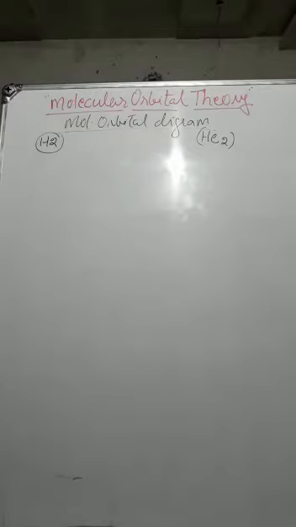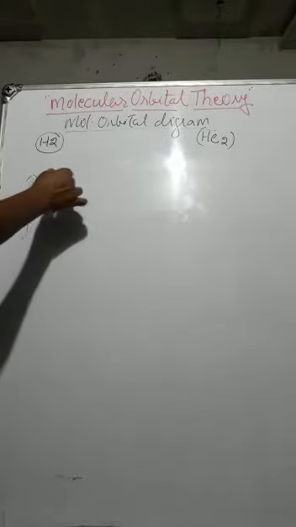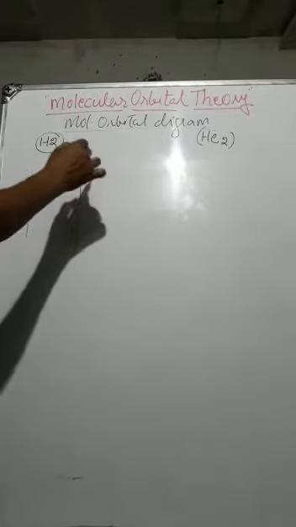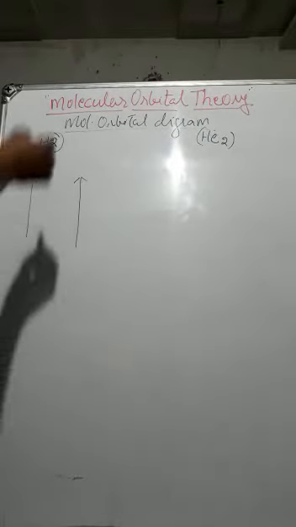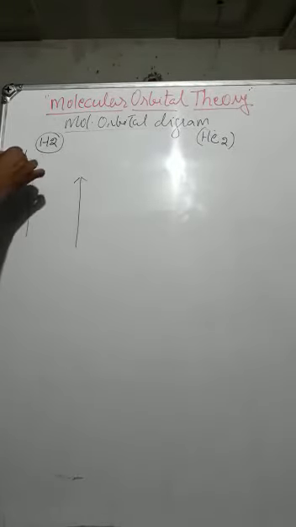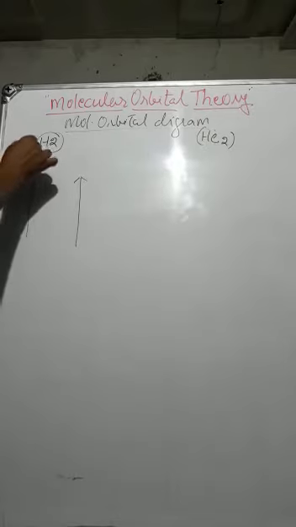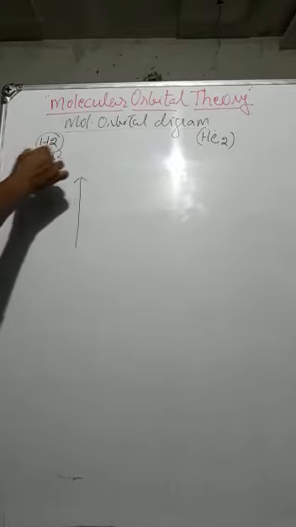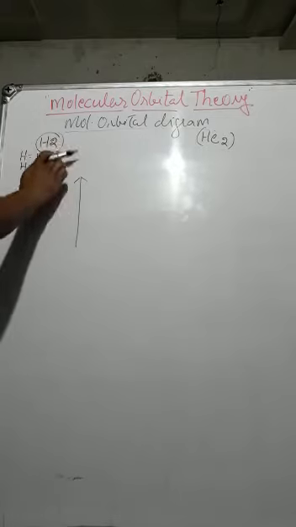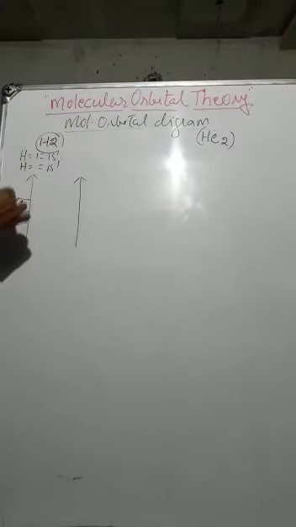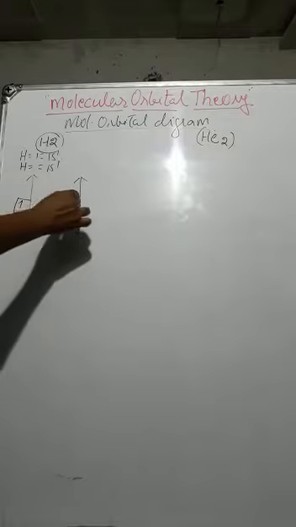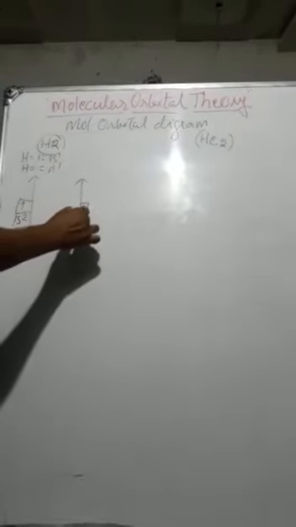What to do to draw the molecular orbital diagram? Simple, you have to draw an energy level diagram because it also takes place according to Aufbau, Hund and Pauli's rules. So what to do? First write the atomic number, say 1, then write the electronic configuration, say 1s1 and 1s1. So place these orbitals here, write 1s1 and 1s1.